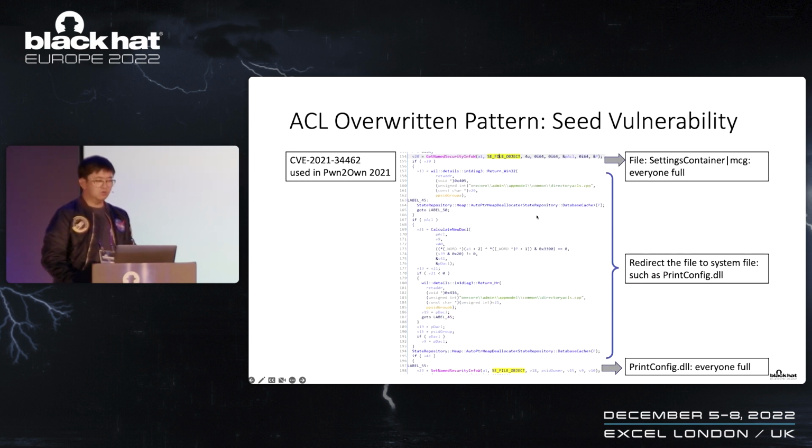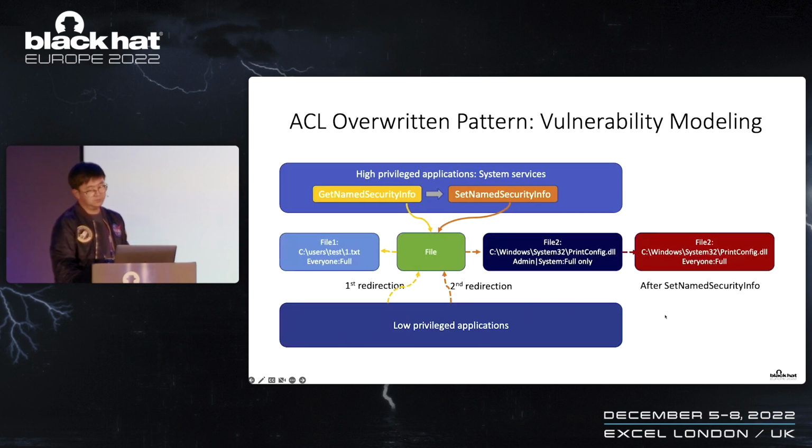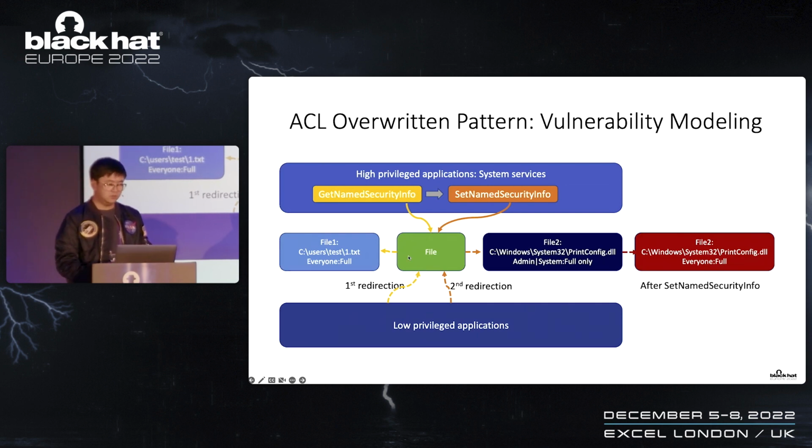Third pattern, ACL overwritten pattern. The seed vulnerability for this pattern is very interesting, which we used in Pwn2Own 2021. You can see the vulnerable code will call GetNamedSecurityInfo to get the ACL of a file with error info in the ACL, and calculate the ACL and set the new ACL to the same file by calling SetNamedSecurityInfo. So if the attacker can redirect the file to a system file in this time frame, the system file's ACL will be overwritten with error info. Very interesting vulnerability.